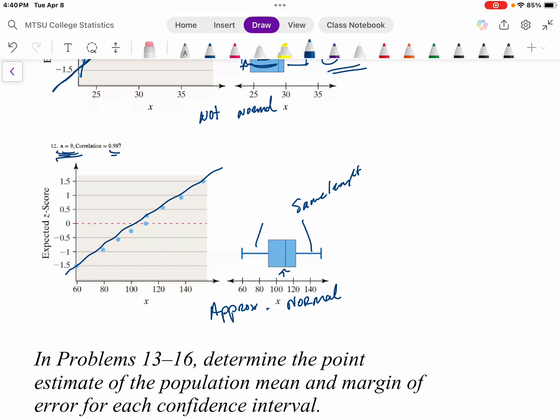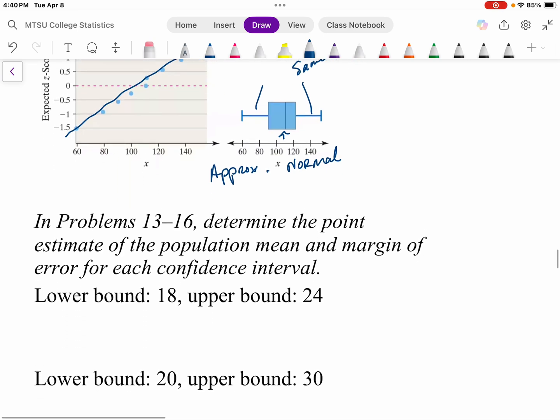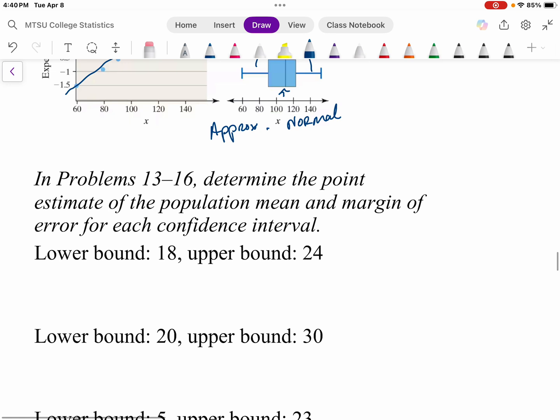This one worked out pretty good for what's going on there. So now they asked us to determine the point estimate of the population mean and margin of error for the confidence interval. And here's your upper and lower bounds.